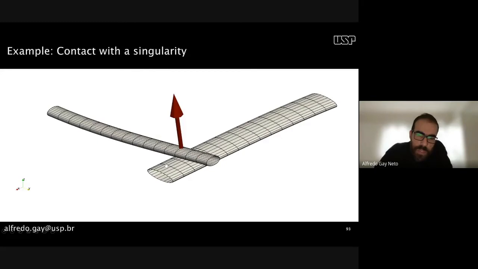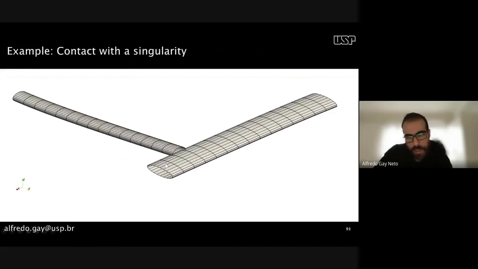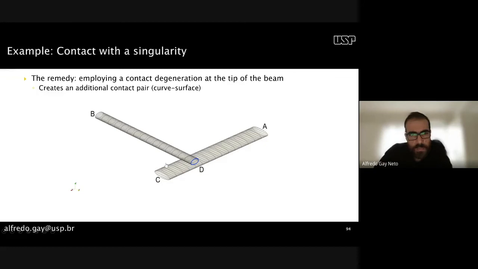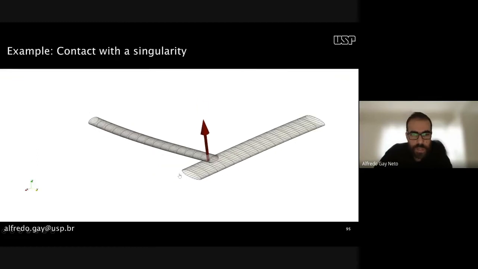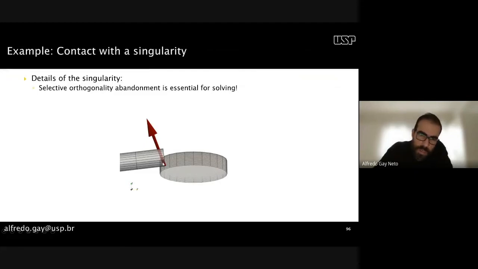And the last one is this: imagine that we have a contact with a singularity. If you try to solve this problem by just putting one beam apart from the other one, it fails. You have penetration there. On the other hand, if you put an extra contact at the tip of the beam, between this blue curve and the surface of the beam AC here, then you can solve it. Because at the very end of the simulation, you have this singularity. Please note that the normal force here in red is not orthogonal to this surface of the beam. It loses this orthogonality because this is actually a singularity at the tip of the beam.